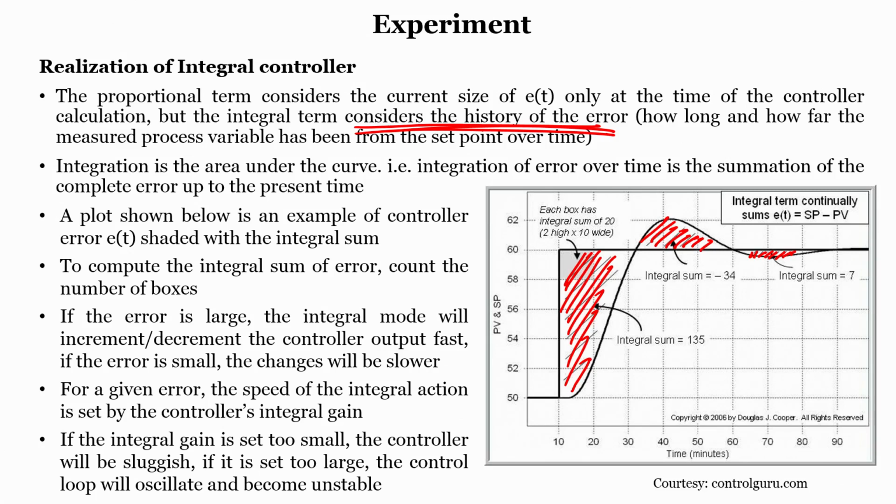So, to compute the integral sum of error, count the number of boxes. If the error is large, the integral mode will increment or decrement the controller output faster, and if the error is small, the changes will be slower. It is very simple. For a given error, the speed of integral action is set by the controller integral gain. If the integral gain is set too small, the controller will be sluggish. If it is too large, the controller will oscillate and become unstable. So, that is how things stand.